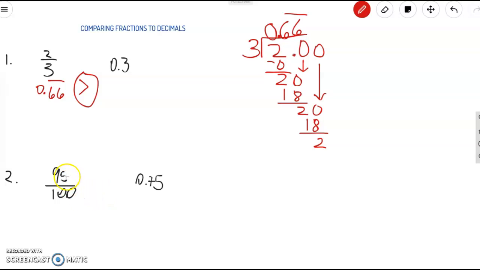Let's go ahead and do number 2. 95 hundredths or 0.75. So if you remember, if you can look at the shortcut here, the denominator is a power of 10, 100. So we can actually put 95 in the hundredths place in a decimal. So this becomes 0.95. Now, same thing, start with the whole number. So 0 and 0. What's bigger? Well, they're the same. Now look at the tenths place. 9 and 7. What's bigger? 9 is bigger. Therefore, 95 out of 100 is bigger than 0.75.